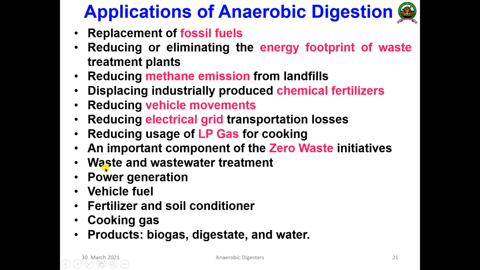Okay, so the waste management. In addition to that, we have already discussed this is an important secondary treatment step in wastewater and water treatment. We can generate power because biogas is there. Vehicle fuel can be produced. The digestate can be used as a fertilizer and soil conditioner. We can use this as an excellent cooking gas. Biogas we can use as a cooking gas.